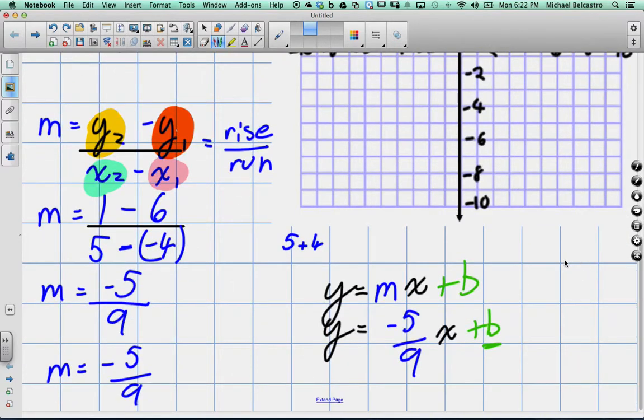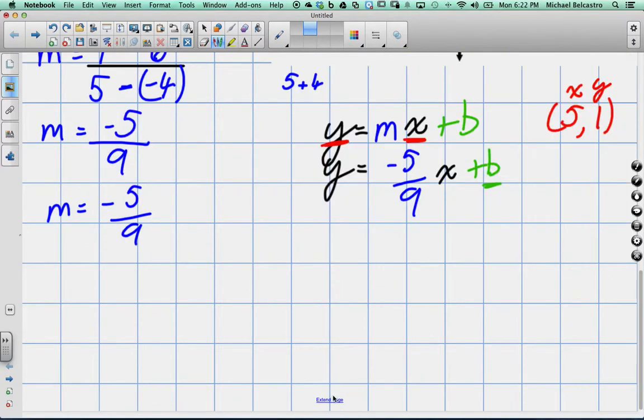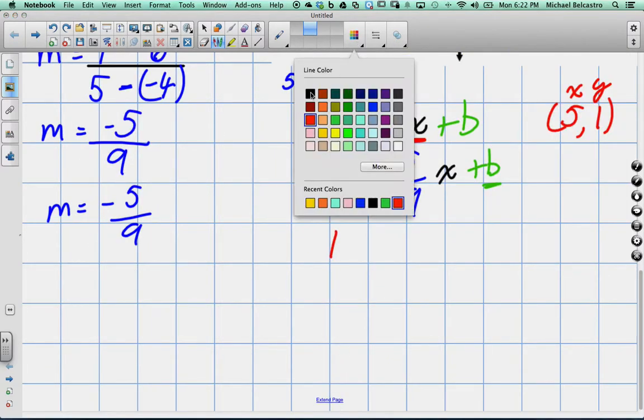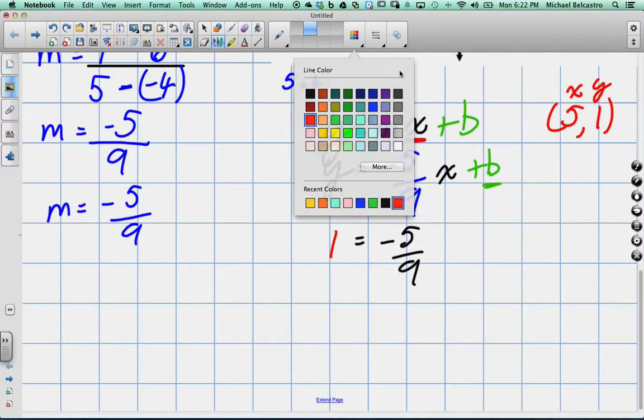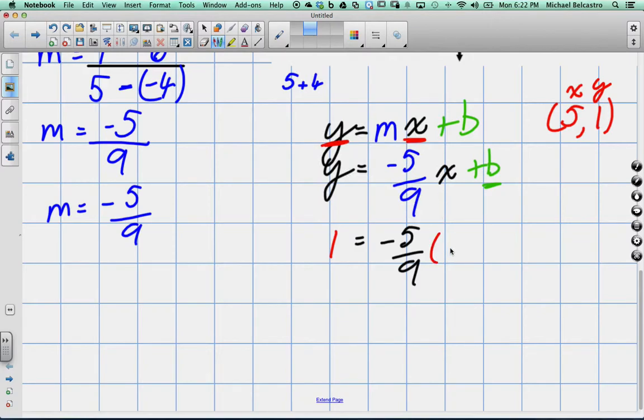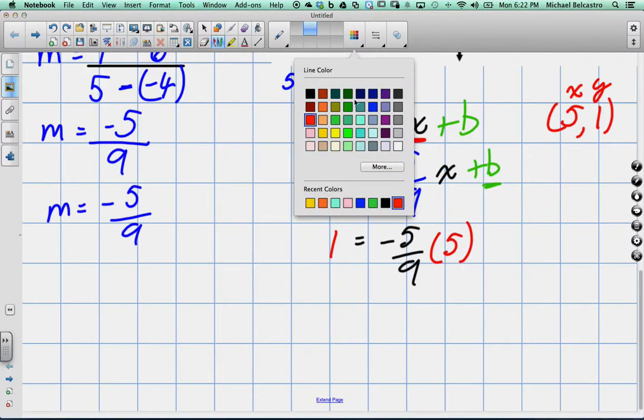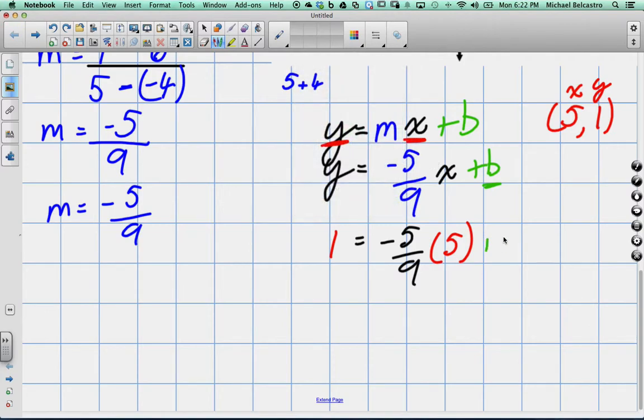So (5, 1), this will be my x, so my x will be replaced with 5. And 1 will be our y, so y will be replaced with 1. So we're going to get 1 is equal to, I'm going to write in black, -5/9 times our x, which is now the number 5, plus b. So b is still our unknown.